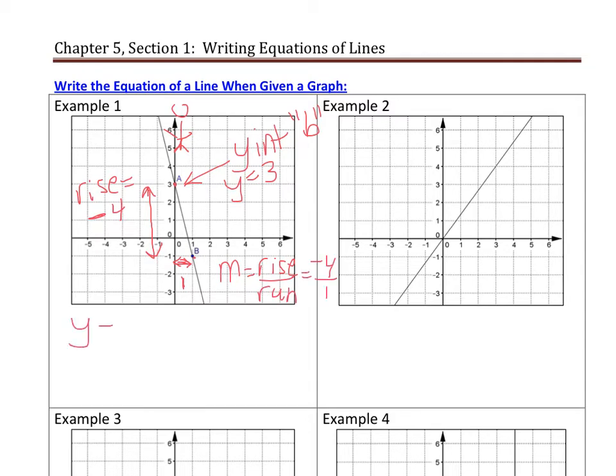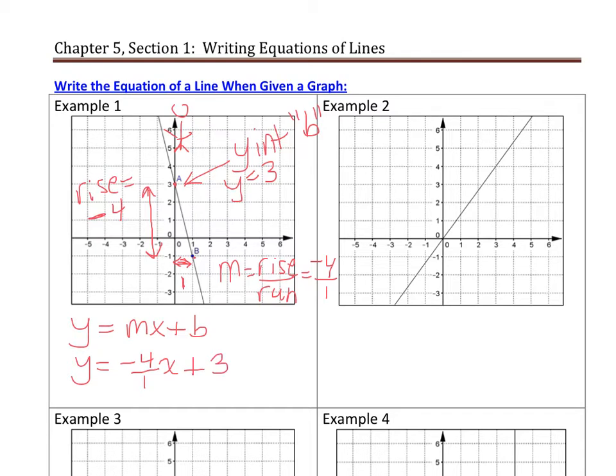We know our equation of a line in slope y-intercept format is y equals mx plus b. Therefore, we're going to substitute in our slope. You can put -4 over 1, or you could just put -4. And our y-intercept is positive 3.